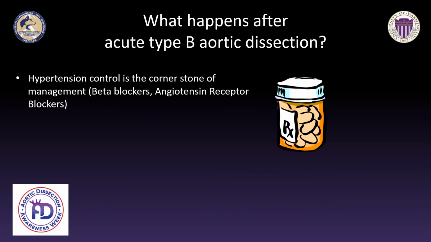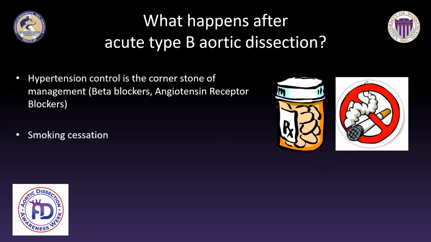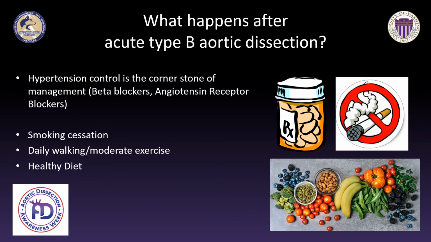After discharge, whether somebody's medically managed or had surgery, the cornerstone of treatment is still hypertension control. Secondly, if somebody is smoking, we do strongly encourage smoking cessation because it is a pro-inflammatory agent and it is associated with worsening aneurysms. We also discuss an overall healthy lifestyle to incorporate daily walking and moderate exercise because we believe this improves the integrity of the aortic tissue, as well as subscribing to a healthy diet.